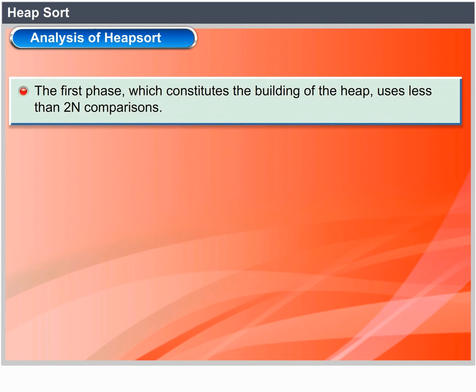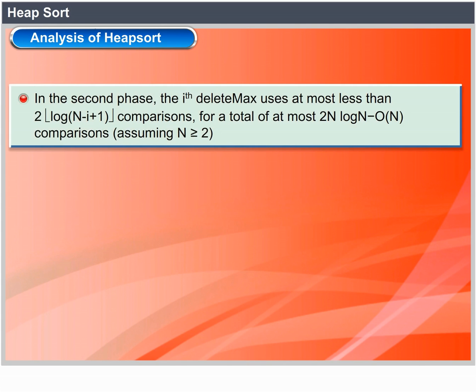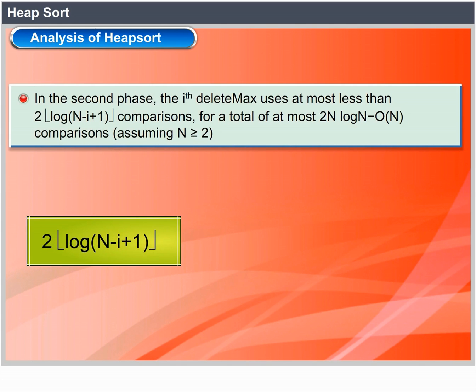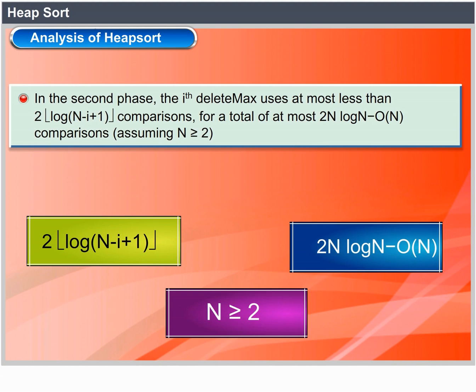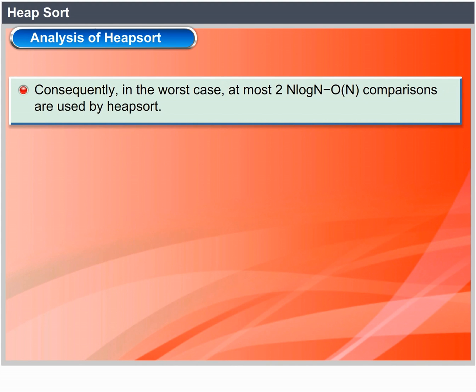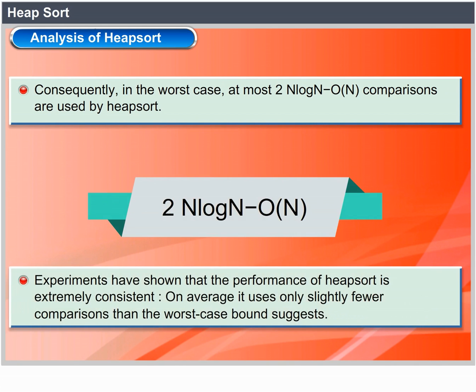The first phase, which constitutes the building of the heap, uses less than 2n comparisons. In the second phase, the ith delete max uses at most 2 floor of log n minus i plus 1 comparisons, for a total of at most 2n log n minus O of n comparisons, assuming n is greater than or equal to 2. Consequently, in the worst case, at most 2n log n minus O of n comparisons are used by heap sort. Experiments have shown that the performance of heap sort is extremely consistent. On average, it uses only slightly fewer comparisons than the worst case bound suggests.